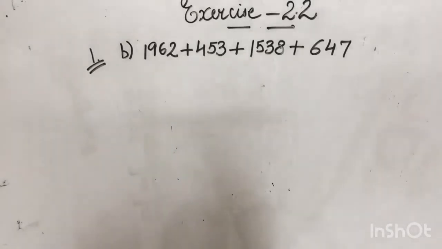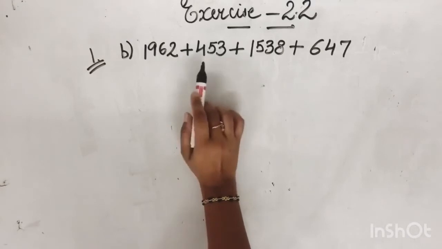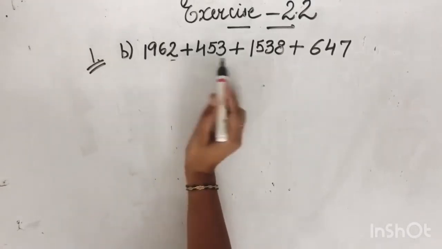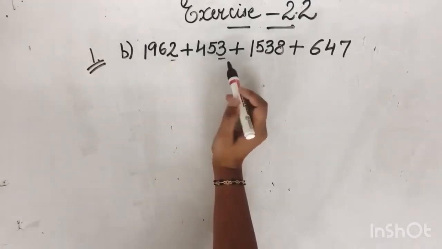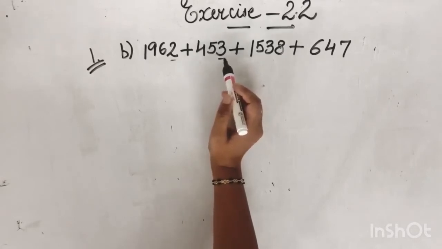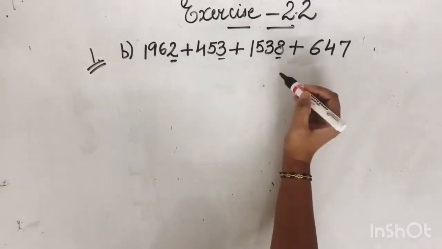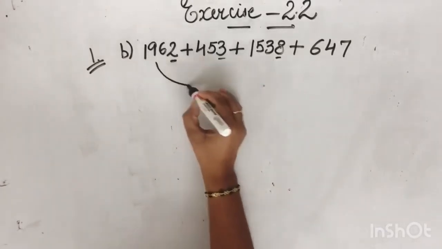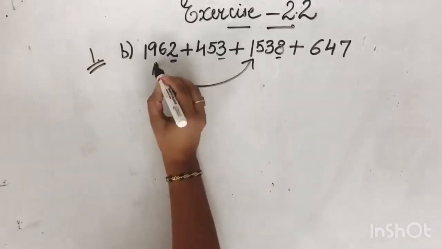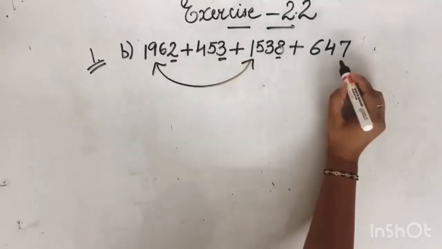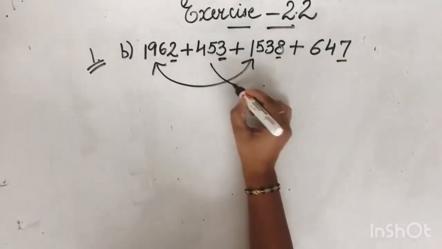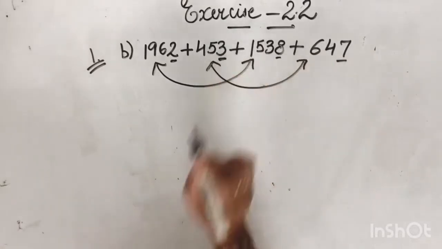When will the addition become easiest? When we have zeros in our terms. Now add the last digits of the numbers, like 2 plus 3. 3 plus 2 is 5, so 0 is not forming. Add 2 and 8. 8 plus 2 is 10, so we are getting 10. It means we will add these two numbers together. 3 plus 7 is 10, so these two numbers will be added together.